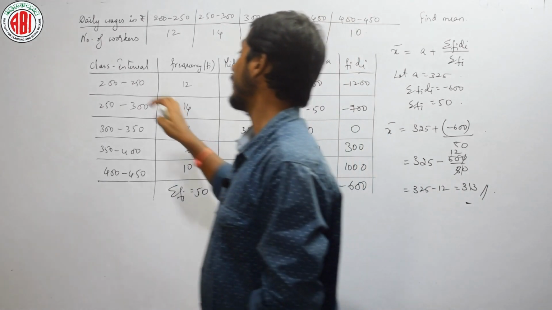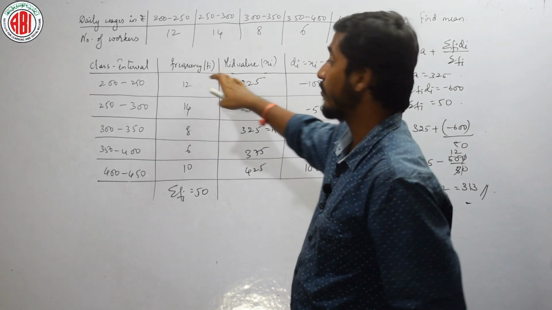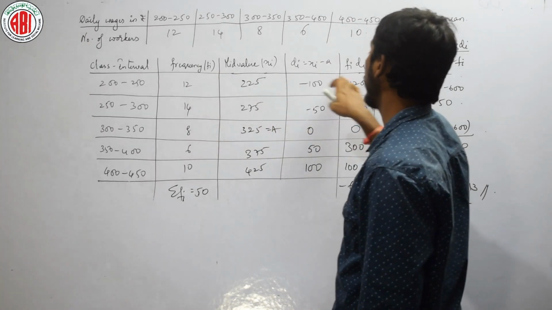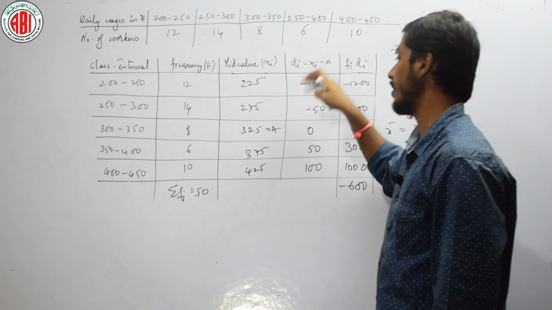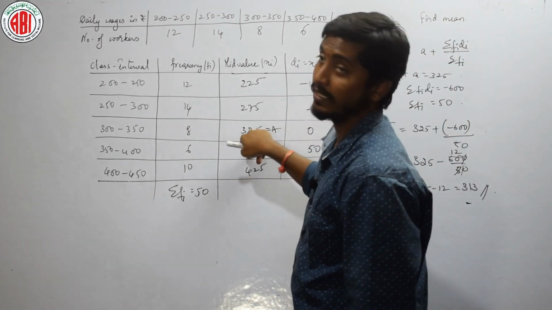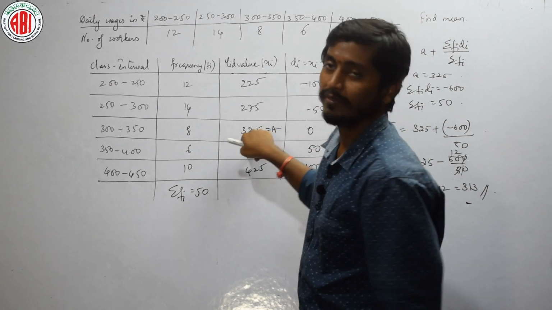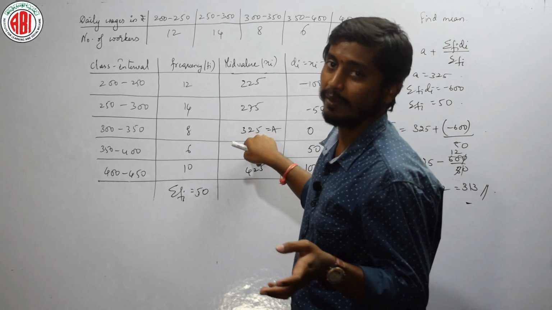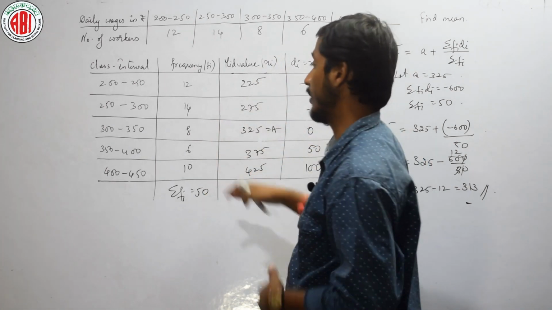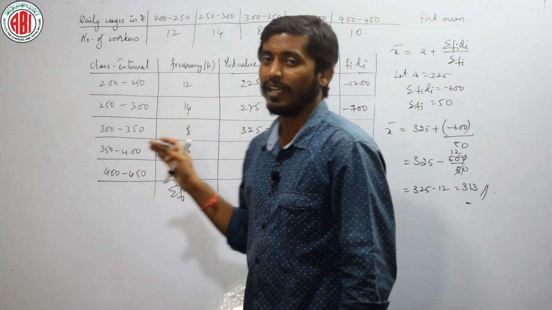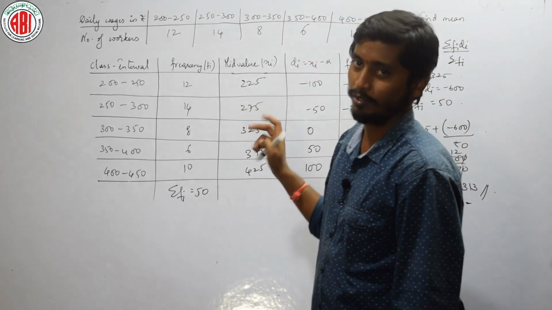What is the question given? Class intervals and frequencies are given. We have to find the mid values, then di, then Fi di. How do we find di? Di is nothing but xi minus a. What is this a? A is an assumed mean value, which is most probably the mid value. It is preferable if it is an odd number of classes. If it is an even number of classes, then you can take either the top one or the one below, it is okay among those two.